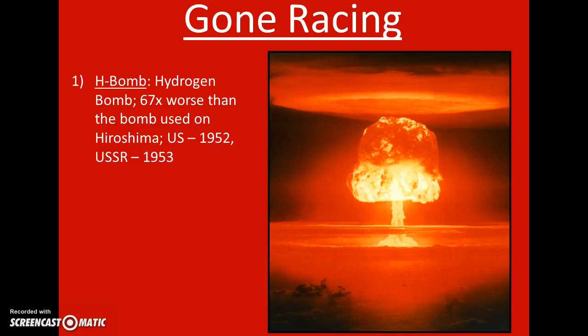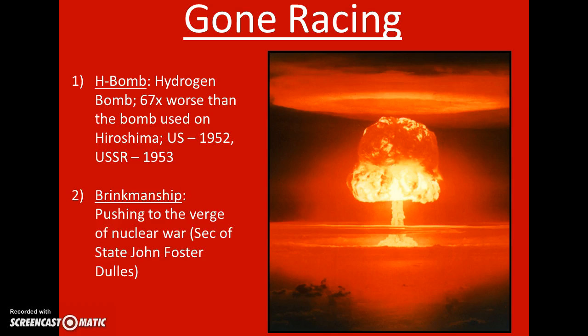Another effect of the Cold War was the arms race. The hydrogen bomb, developed shortly after the end of World War II, was 67 times worse than the bomb used on Hiroshima. The United States developed this bomb in 1952, and the USSR developed this bomb in 1953. This leads to an ongoing arms race. Also, it leads to the policy of brinkmanship. Brinkmanship is using the threat of nuclear war to push what you want on the other country. So it is a bargaining tactic to try to get another country to do what you want with the threat of nuclear warfare.